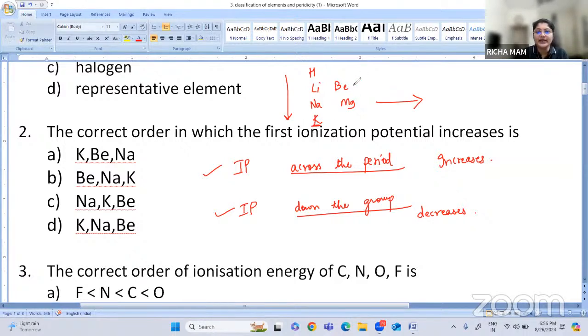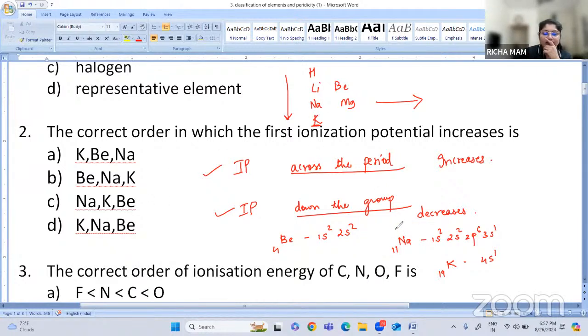So if I write the electronic configuration for beryllium, beryllium is 4, so it will be 1s2, 2s2. Then sodium is 11, so it will be 1s2, 2s2, 2p6 and 3s1. Then potassium is 19, so the last one will be 4s1. So these are the three.